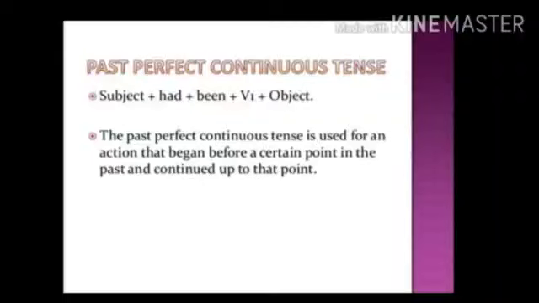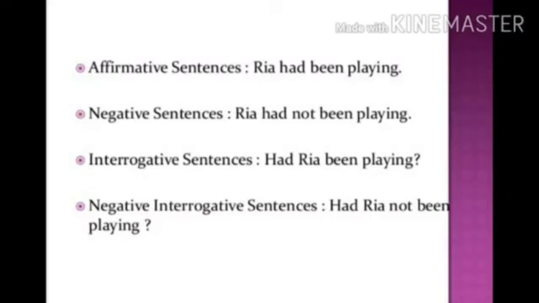Okay. Now let us see the affirmative, negative, interrogative and negative interrogative forms. For example, we can take Vishal. Vishal had been playing. That is an affirmative sentence. If it is negative, Vishal had not been playing. If it is an interrogative sentence, had Vishal been playing? The negative interrogative sentence, had Vishal not been playing? In such cases, we can use this. Okay. Now let us know the uses of this past perfect continuous tense.